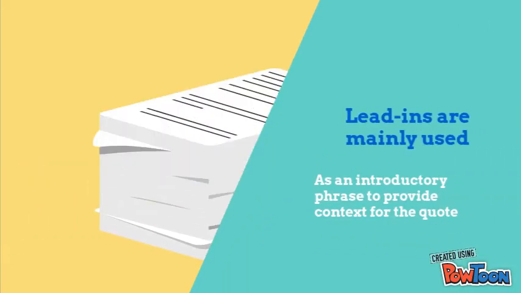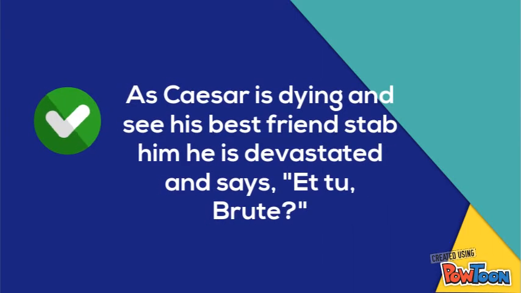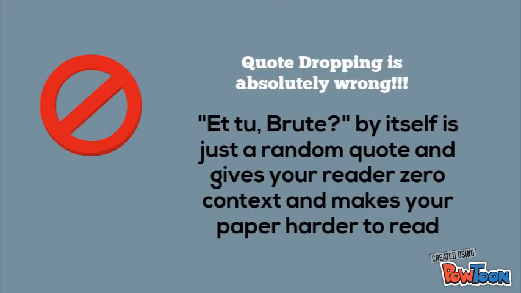Lead-ins are mainly used as an introductory phrase to provide context for the quote. This is a good lead-in because it gives the reader context by telling them who is saying the quote. This is a great lead-in because it tells the reader who is saying the quote and why they are saying it, which helps the quote support your argument. Quote dropping is absolutely wrong because it doesn't provide the reader with any context for the quote, making your evidence harder to understand, which takes away from the overall strength of your argument.